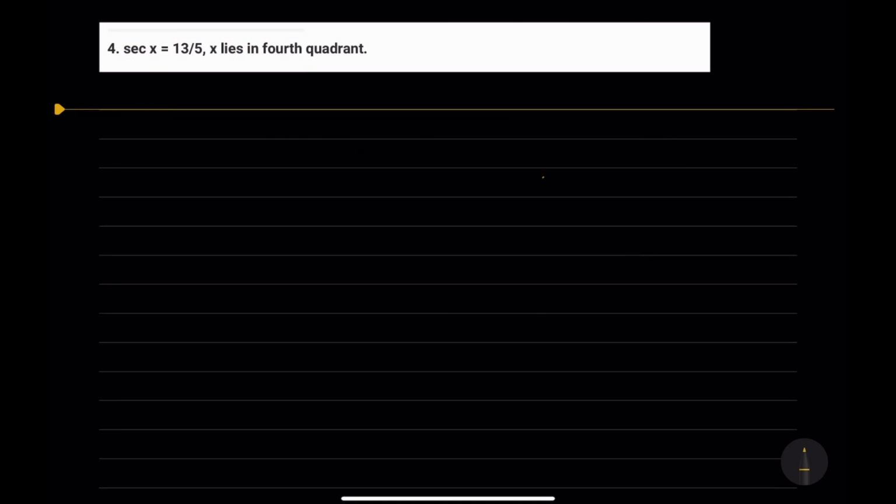So now going into the fourth one. In the fourth one we have secant x is equal to 13 by 5. X lies in the fourth quadrant. So the solution for this is, you have secant x is equal to 13 by 5, and here x lies in the fourth quadrant.